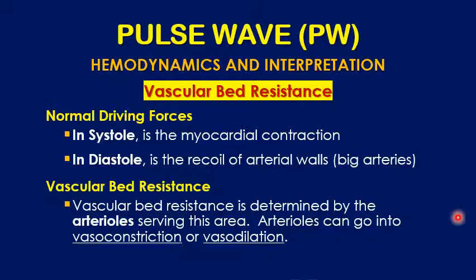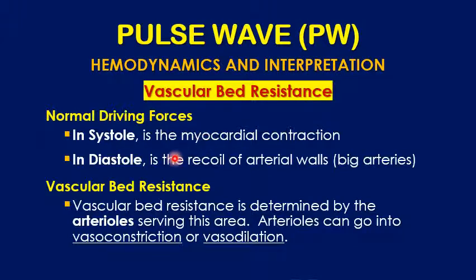Let's discuss first the delta P, the pressure gradient. This pressure gradient is not the same all the time. It varies during systole and diastole. In systole, what do we have? We have a high pressure gradient. Why? Because this pressure force, this systolic force, is coming from the heart, from myocardial contraction.